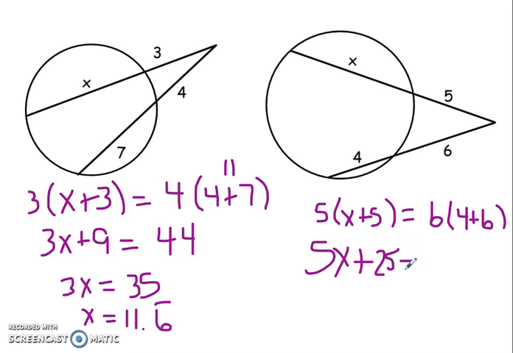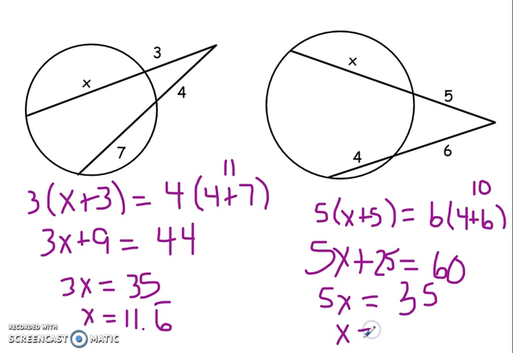And then on this side we have in the parentheses, that makes it 10. Since they're just numbers, we can add those together. So 6 times 10 makes 60. Subtract our 25 from both sides. So 5x equals, and then this makes 35. And x is going to equal 7.